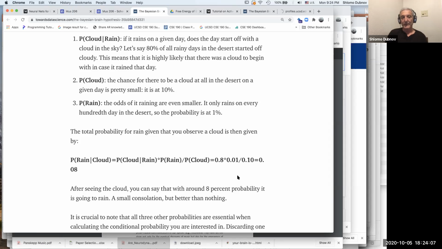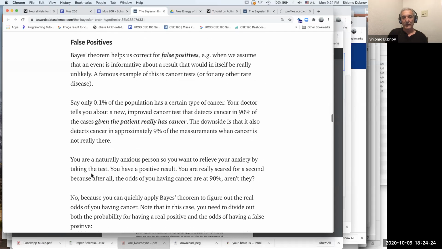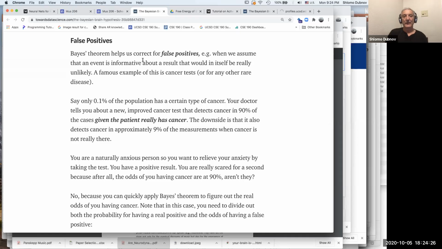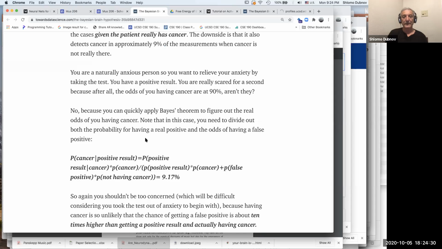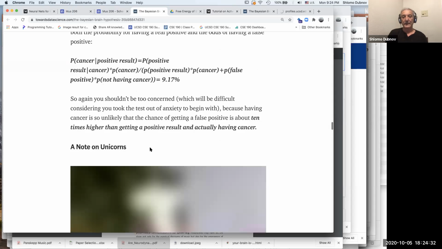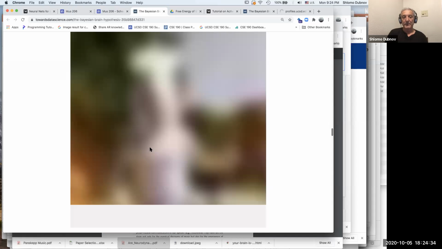You have a very high probability of having clouds if there is rain, 80%, probability of rain only 1%, probability of clouds 10%. If you do the math here, you get the overall probability of having rain given clouds of only 8%. Now, why do we want to do this? You can go and read this. This is more an example of false positives and false negatives, how you calculate all of these probabilities.